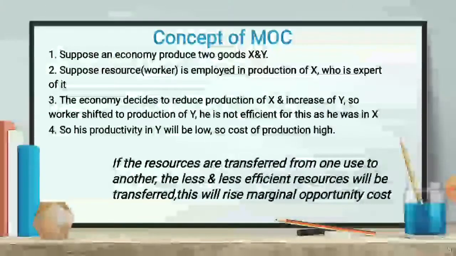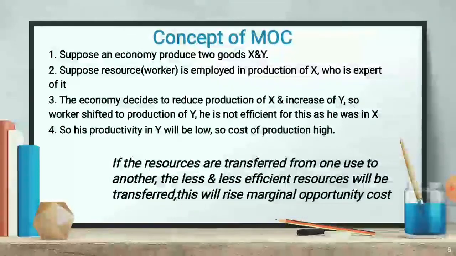To understand better, let's see how the fourth assumption works. It works on the concept of MOC, that is called marginal opportunity cost. Let's understand with an example. Suppose in an economy we are going to produce two commodities X and Y, or you can take bread and butter, or any kind of combination, whatever you like.